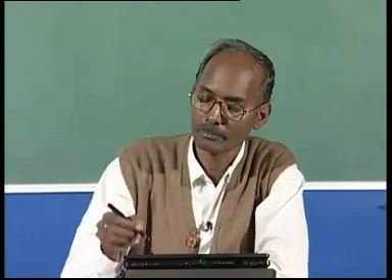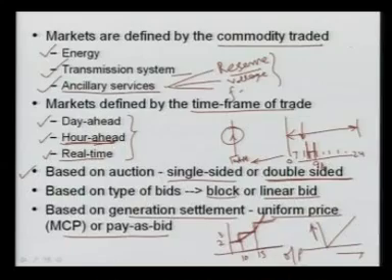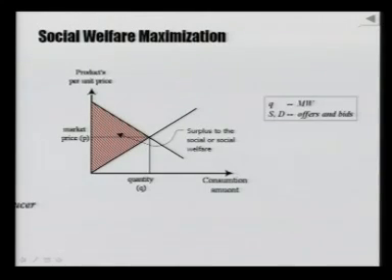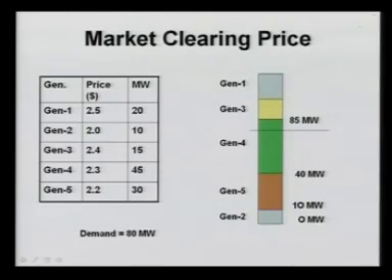Let us take one example here, so it will be more clear. Let us take our demand as 80 megawatt, and we have 5 generating companies. This generator is selling 20 megawatt at 2.5. It is a single block they are selling.